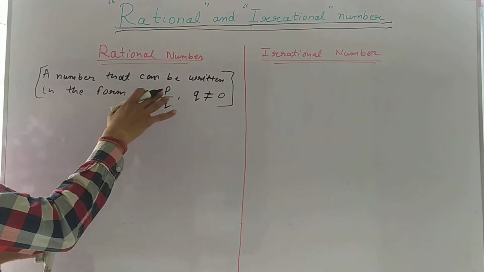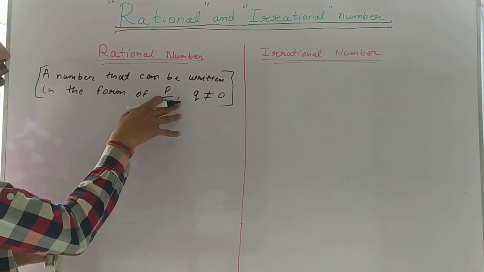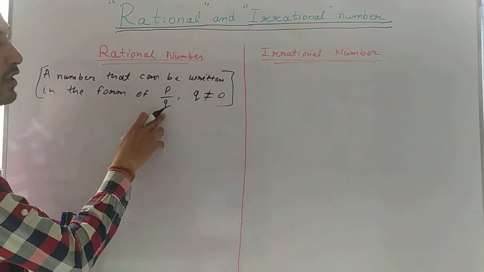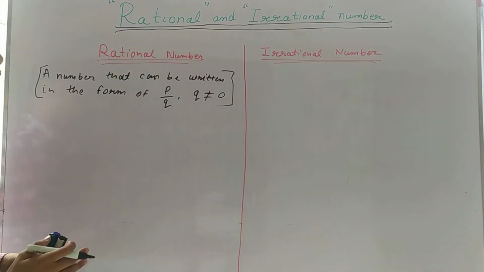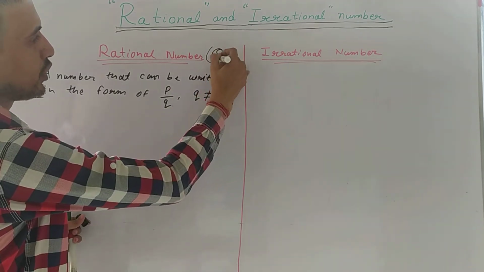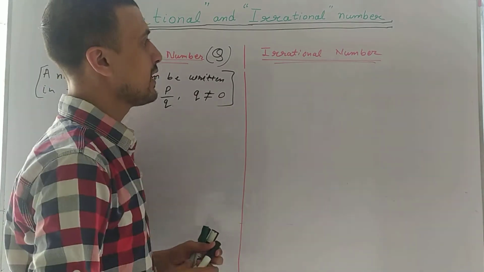A number that can be written in the form of p by q. P by q means a fraction, where q should not be equal to 0. The denominator should not be equal to 0. That is called a rational number. Generally we denote the rational number by capital Q. Right? Now, come to this side.